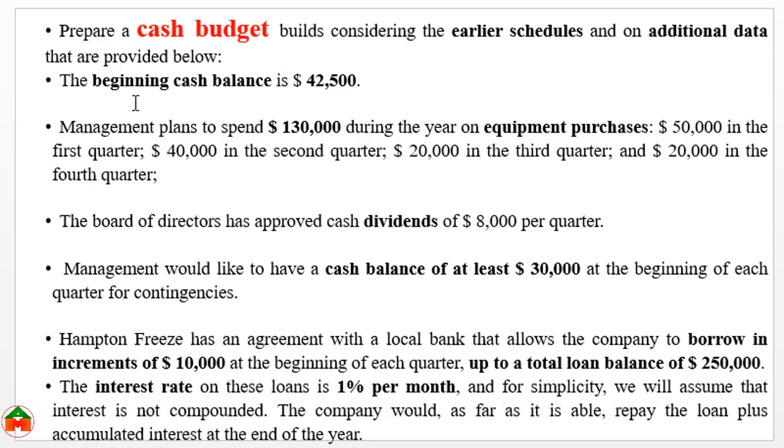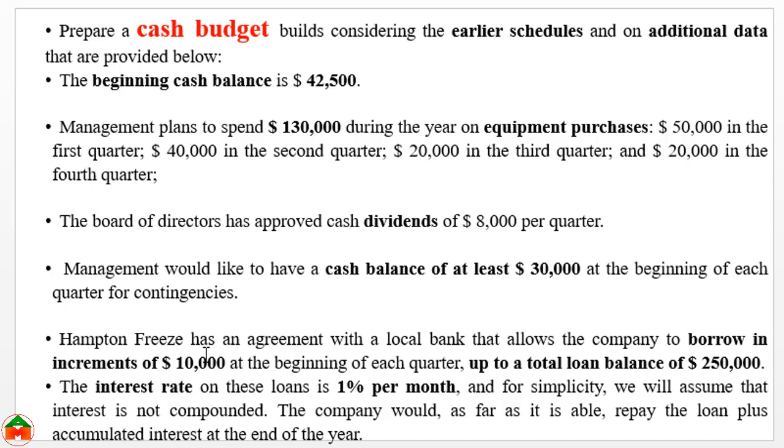We can see the beginning cash balance is 42,500 and management has a plan to purchase equipment totaling 130,000. Among this 130,000, the first quarter equipment purchase is 50,000, in the second quarter 40,000, in the third quarter 20,000 and in the fourth quarter 20,000. Total 130,000 equipment purchase. And the board of directors has approved cash dividends of 8,000 per quarter, and there is a policy by the management that they will keep a minimum cash balance of 30,000 for the beginning cash balance of each quarter.